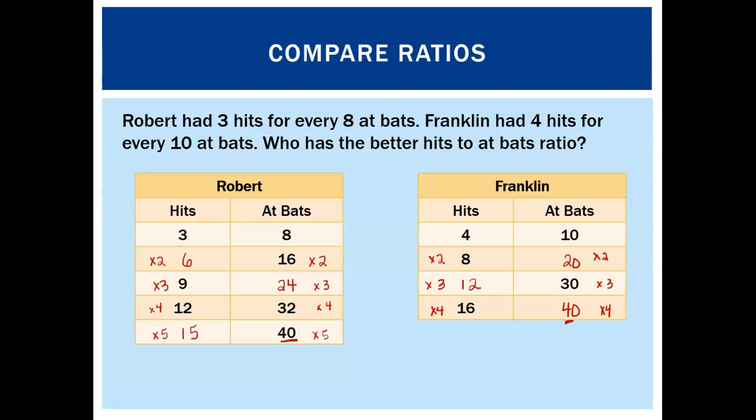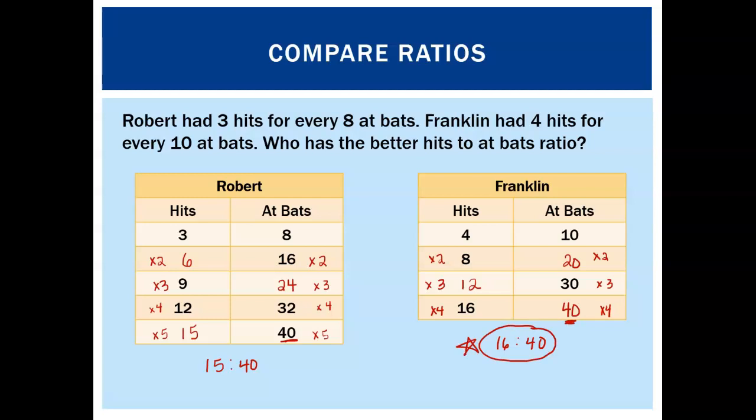Now that Robert and Franklin each have an equal number of at-bats, we can see who has the better hits to at-bats ratio. Robert's ratio is 15 hits for every 40 at-bats. Franklin's ratio is 16 hits to every 40 at-bats. Therefore, Franklin has the better hits to at-bats ratio.